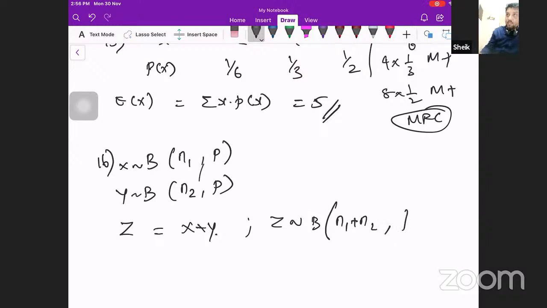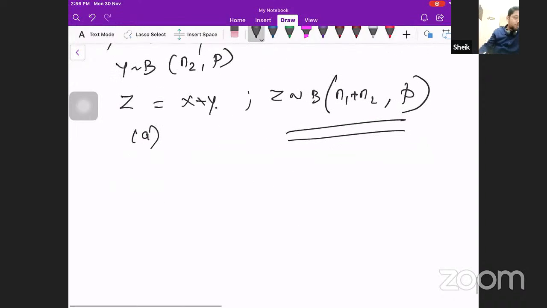See, p is common now, so only one time p. This is the additive property of binomial distribution. Our answer is option A. Fine. Yes.